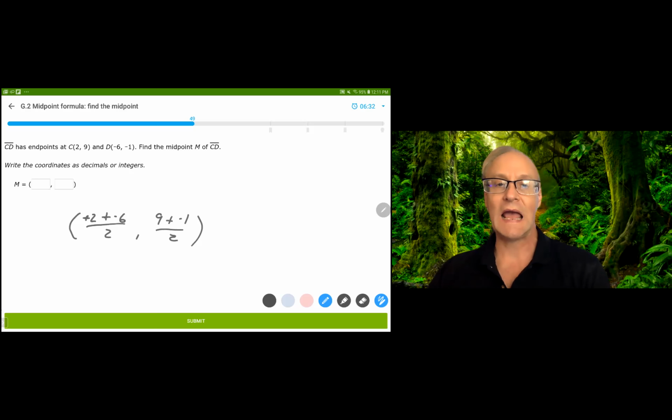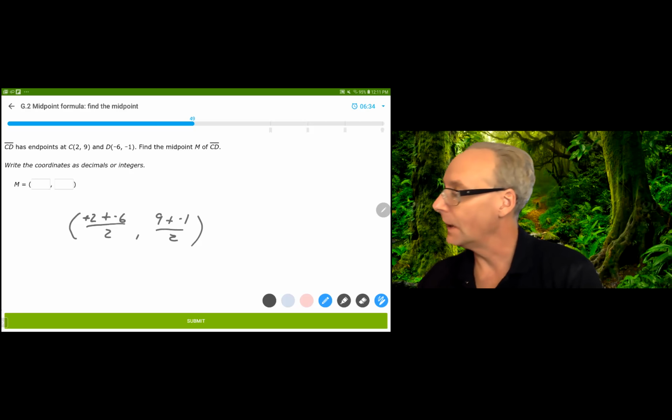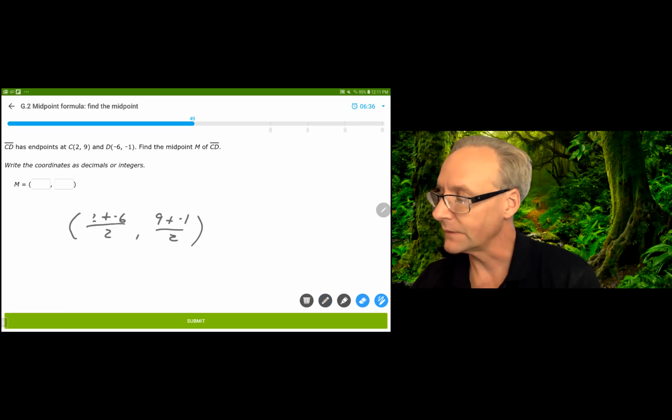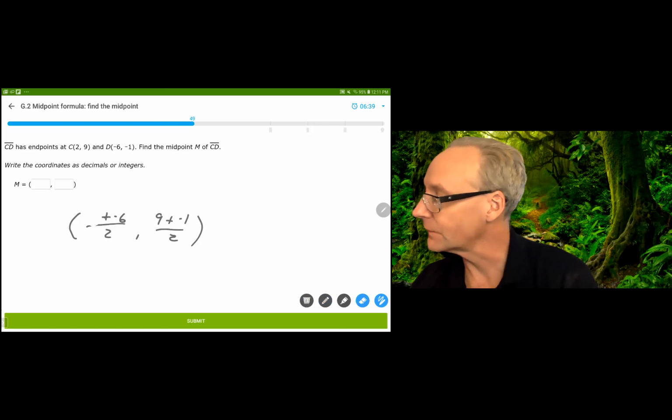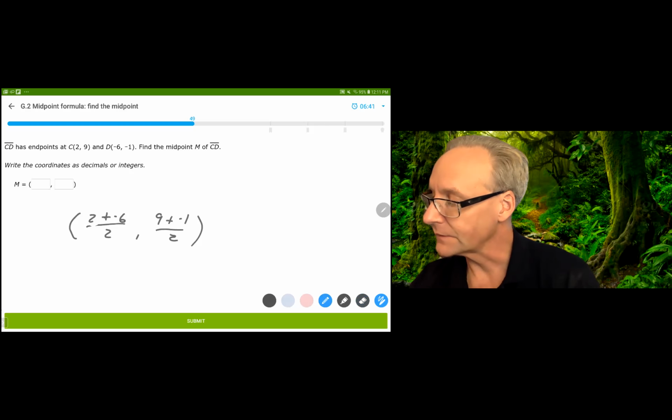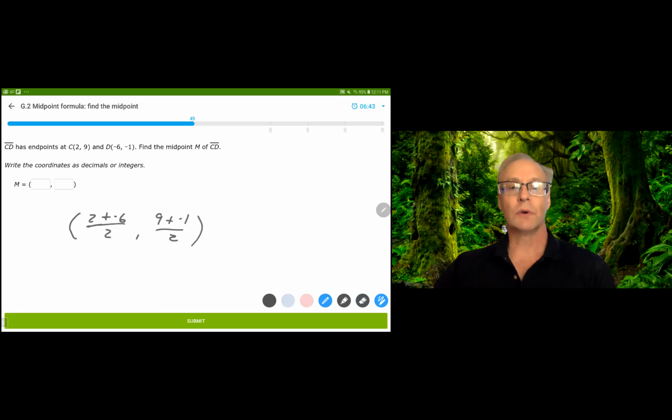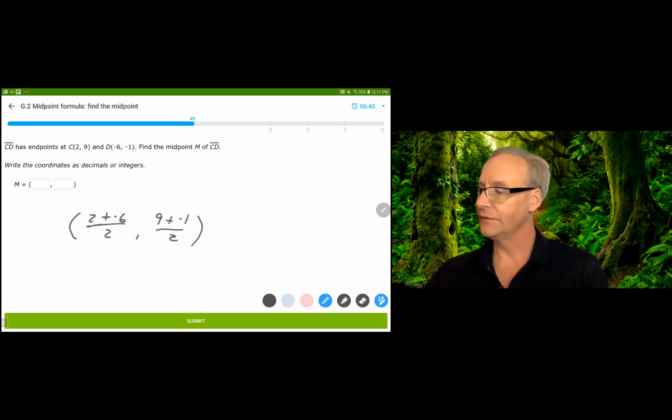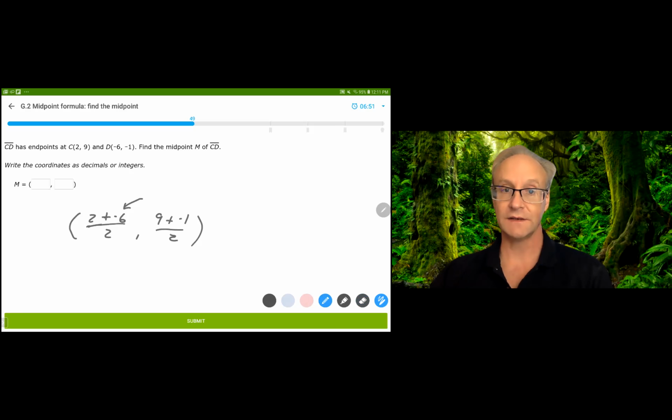If you're not absolutely certain of the answer, let me get rid of this for a second. Hang on just a second. I'm just going to fix something. There we go. That looks a little nicer. All right. If you are not absolutely certain of the answer of 2 plus negative 6, and you can't do it instantly in your head, you need to practice. You desperately need to practice.